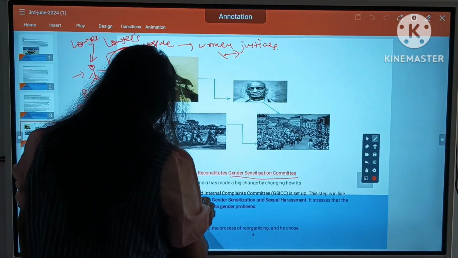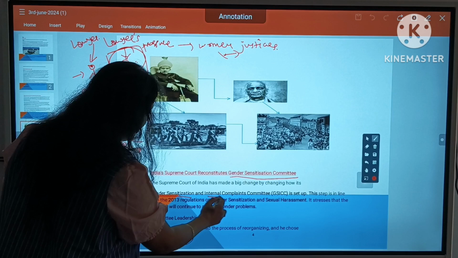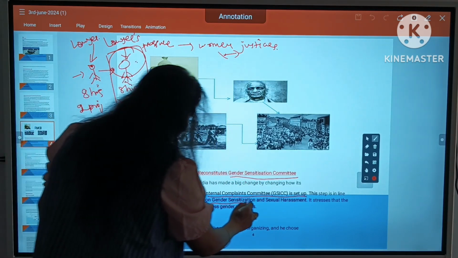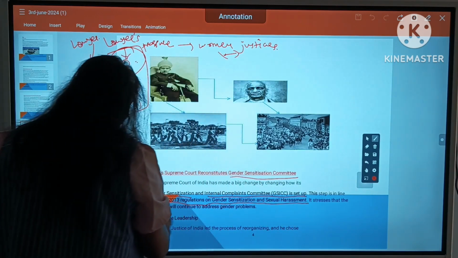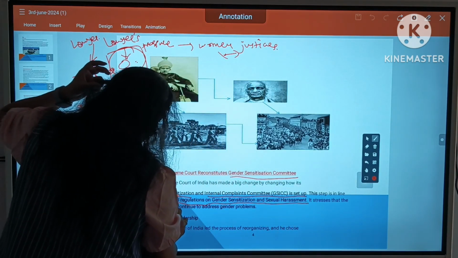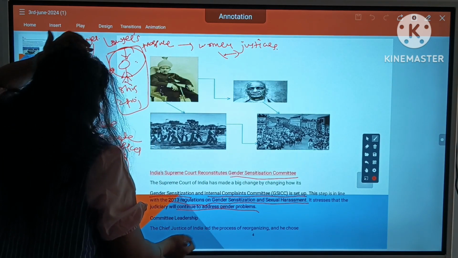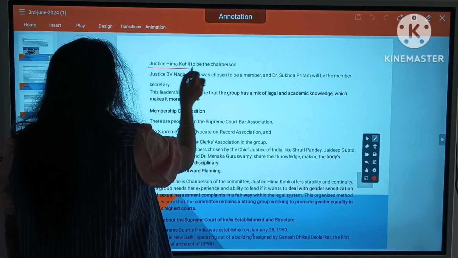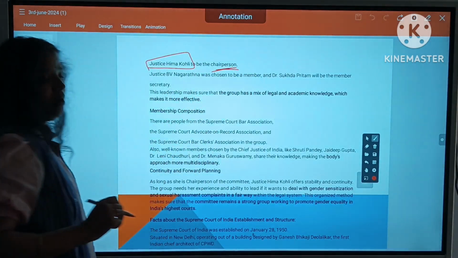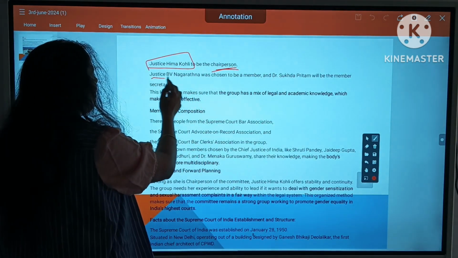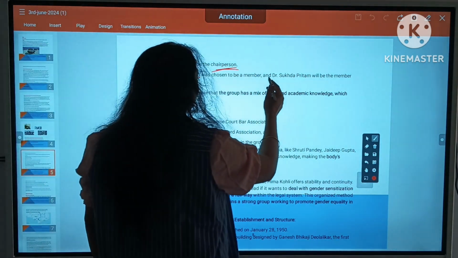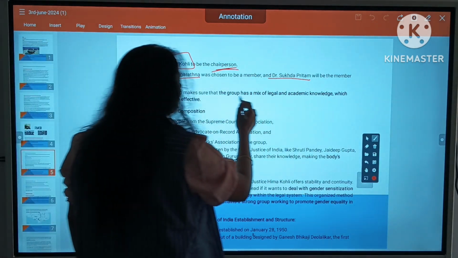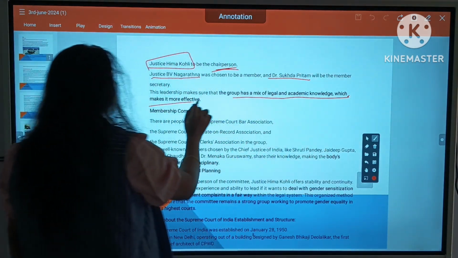It was constituted. The Gender Sensitization and Internal Complaints Committee was set up under the 2013 regulations on gender sensitization and sexual harassment. The judiciary will continue to address gender problems. The Chief Justice of India led the process, recognizing Hima Kohli as the chairperson of the committee, and Justice B.V. Nagaratna and Dr. Sukanda Preetham as member secretaries. The group has a mix of legal and academic knowledge, which makes it more effective.